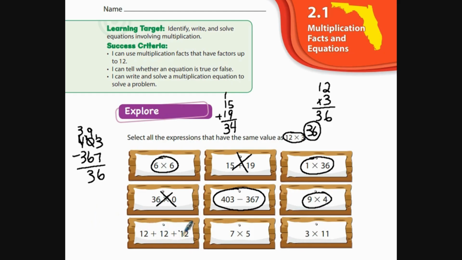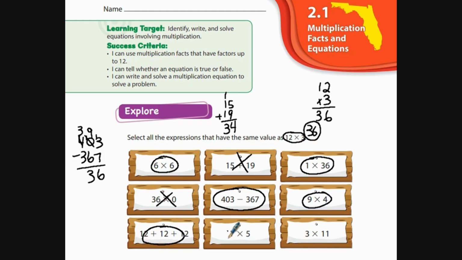Now we have 12, 12, and 12. In other words, that's 12 times 3. So that's the same thing as the equation we're solving up the top. Because how many times do we have the number 12? We have the number 12 three times. So I know that this is the same as saying 12 times 3, because again, multiplication is repeated addition.